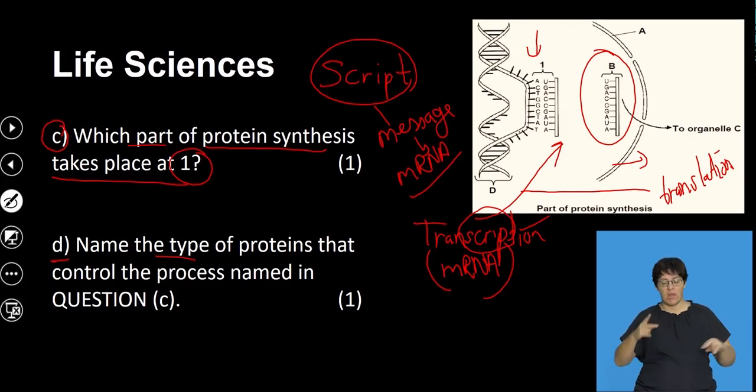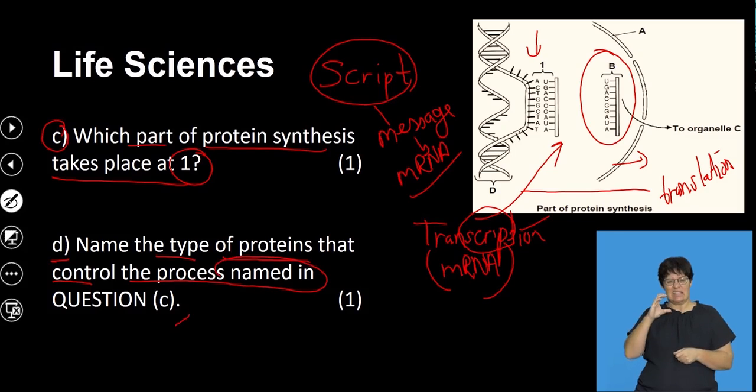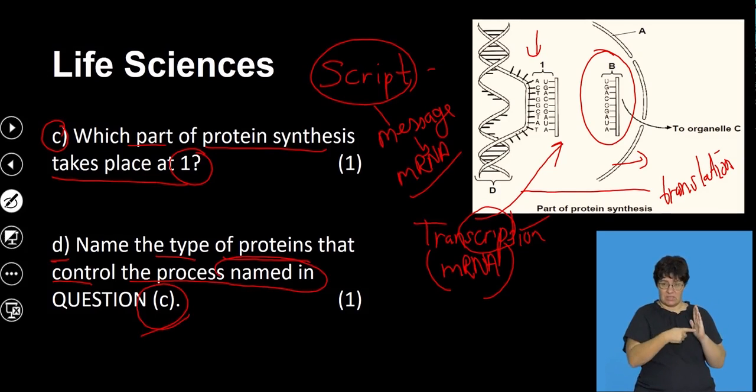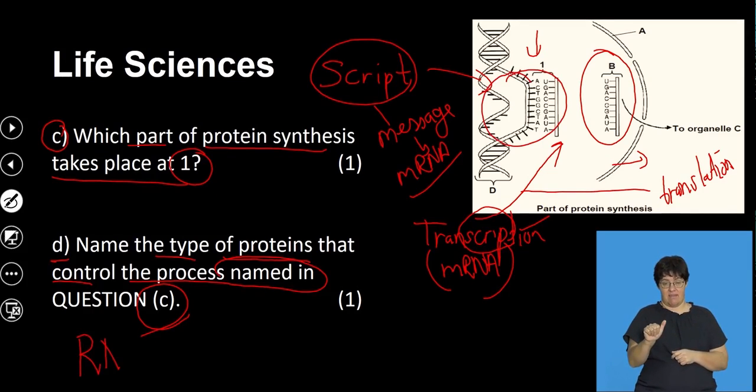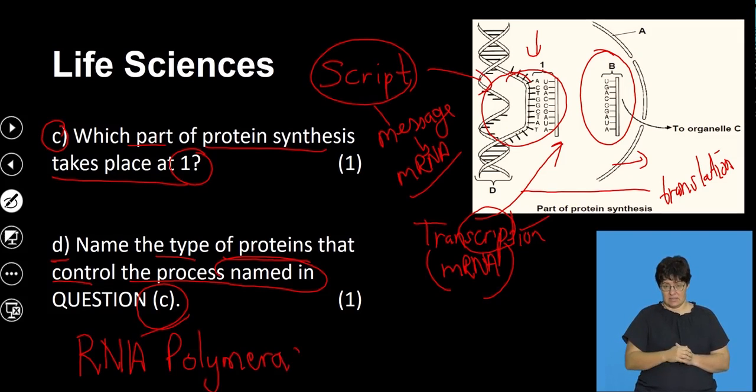The next question: name the type of proteins that control the process named in question C. So guys, as I mentioned earlier on, this process of transcription involves an enzyme, and that enzyme controls this process here. That enzyme is called RNA polymerase. And so RNA polymerase is an enzyme that actually carries out the process of transcription.